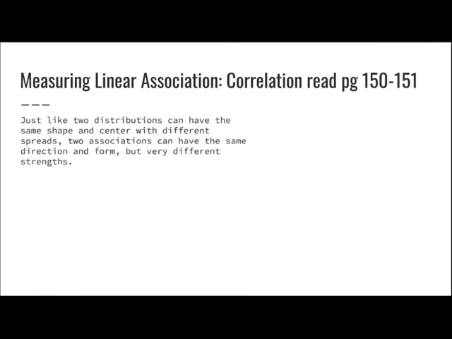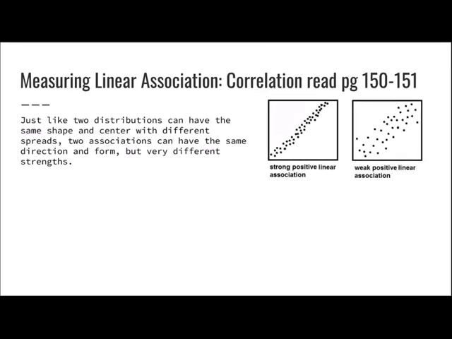Take a second to read pages 150 to 151. Just like two distributions can have the same shape and center with different spreads, two associations can have the same direction and form, but very different strengths. Take a look to the right. Both of these are positive and linear, but one is weak and one is strong.